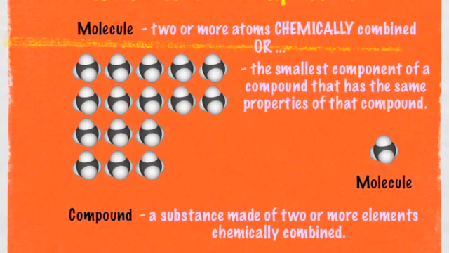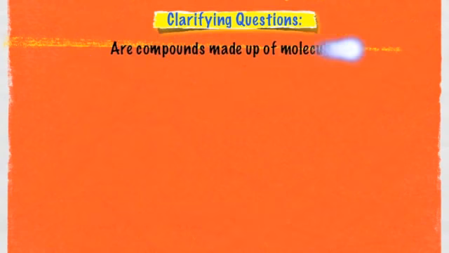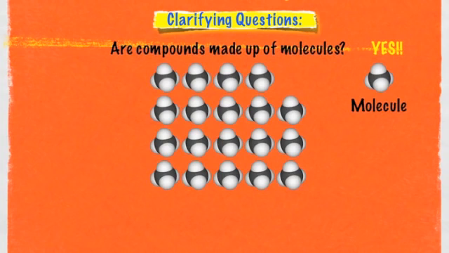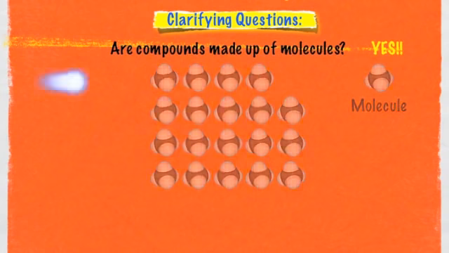So here are some clarifying questions to help you understand even further the similarities and differences between molecules and compounds. Are compounds made up of molecules? Well, there's that compound that we saw on the previous page. And if we removed one of those, the smallest component of it, yes, that's a molecule. So compounds definitely are made up of molecules.